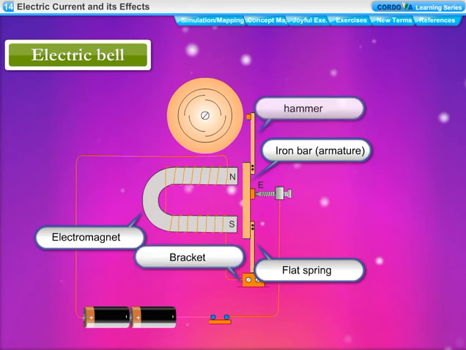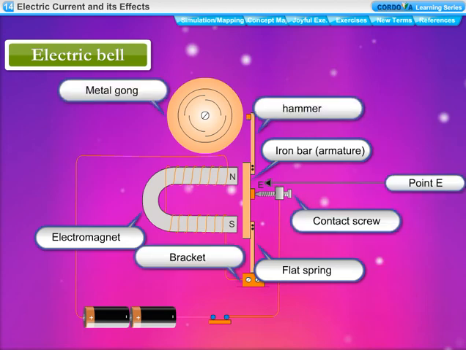Construction of electric bell. The electric bell has a U-shaped electromagnet. A small iron bar called armature is held in front of the poles. The lower end of armature is attached to a flat spring and the spring is itself fixed to a metal bracket. The upper end of armature has a hammer attached to it. There is a contact screw which just touches the armature at point E. See figure. A metal gong is fixed near the hammer. The electromagnet is connected to a battery, push-button switch and armature in a circuit.